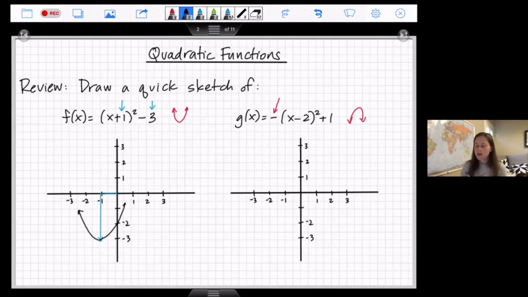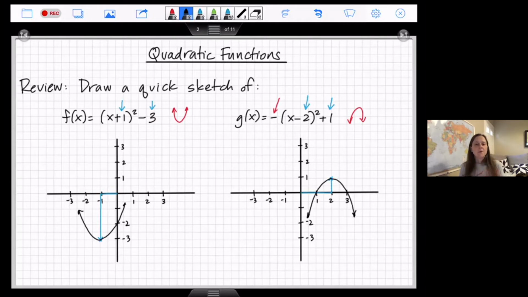All right, let's do the same thing for g of x. Remember, we're going to start with that upside down parabola hanging down from the origin. And this time, we're going to move to the right 2 and up 1. So starting at the origin, I'm going to go to the right 2 and up 1. And that downward opening parabola is going to be hanging from that point 2, 1. So let's fill in that shape. And there we've got g of x.